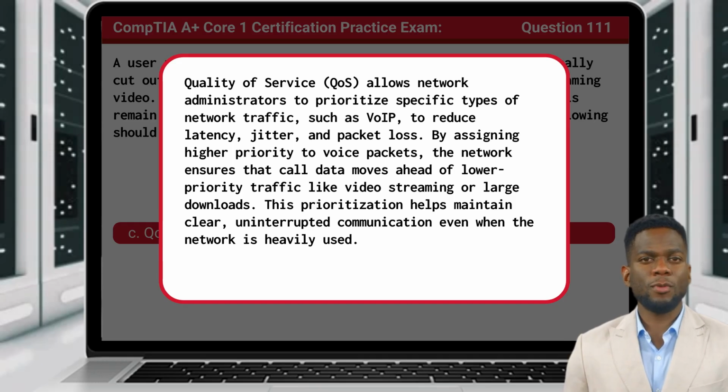By assigning higher priority to voice packets, the network ensures that call data moves ahead of lower priority traffic like video streaming or large downloads. This prioritization helps maintain clear, uninterrupted communication, even when the network is heavily used.